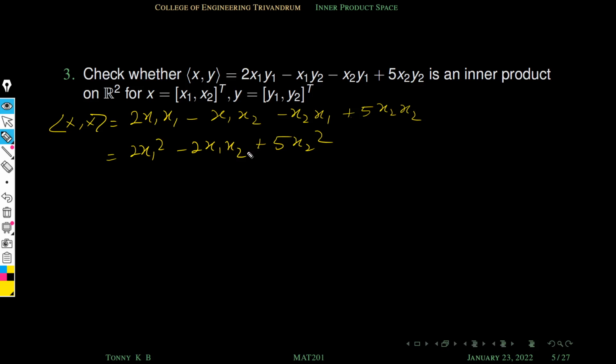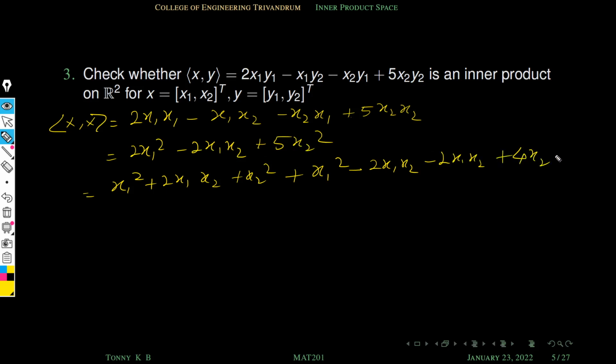So this is not straightforward, so we have to use a simple technique. We are going to split these terms like this. We take 1x1 square from this 2x1 square and we add a 2x1x2. Then we consider 1x2 square from this 5x2 square. Then what are the remaining terms? 1x1 square is there, that is x1 square. We add 2x1x2, so we have to subtract it, so 2x1x2 to cancel its effect. Then one more minus 2x1x2 is there. Then already 1x2 square is here, so the remaining is 4x2 square.